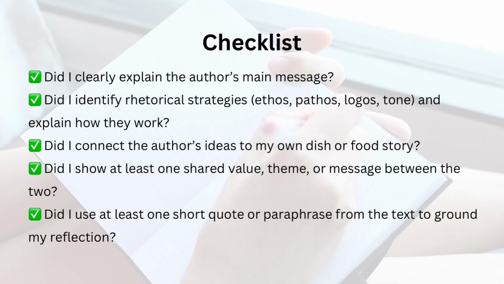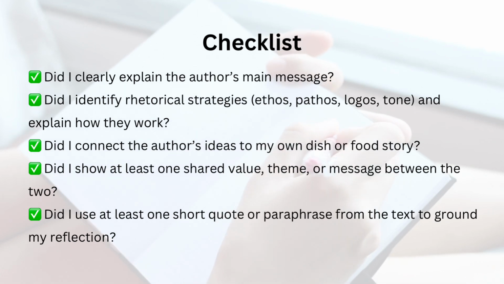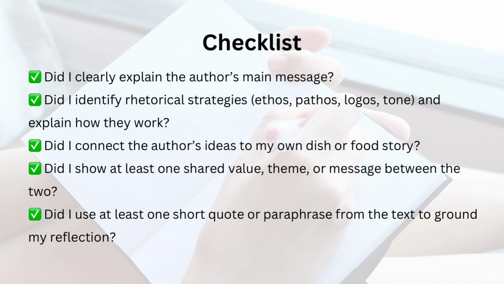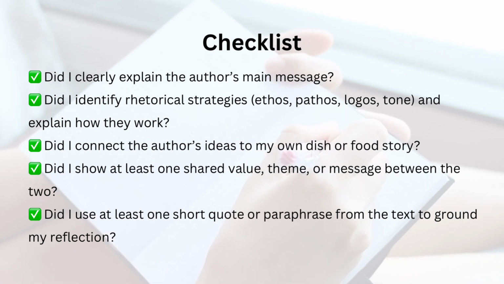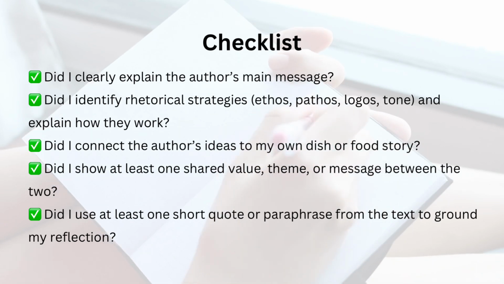And here is your checklist for the assignment. Before you submit, make sure you can answer yes to all of these. Did I clearly explain the author's main message? Did I identify rhetorical strategies and explain how they work? Did I connect the author's ideas to my own dish or food story? Did I show at least one shared value, theme, or message between the two? And last, did I use at least one short quote or paraphrase from the text to ground my reflection?